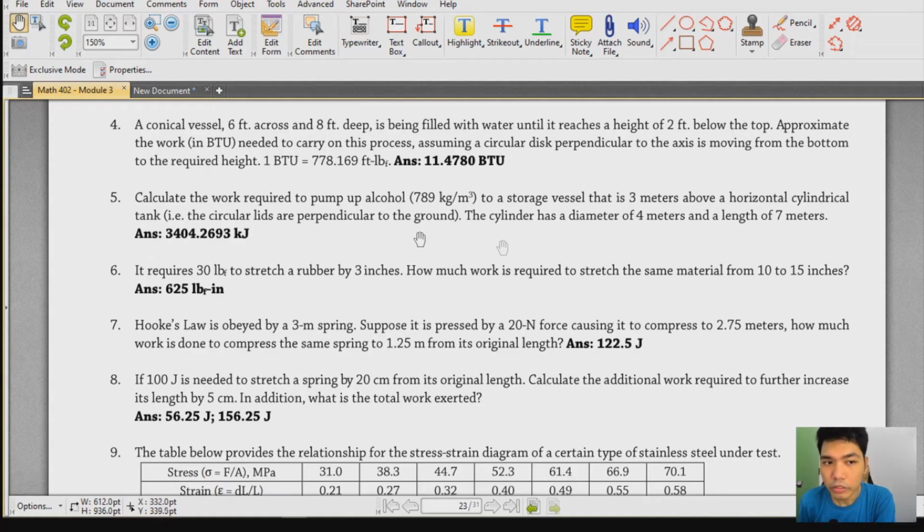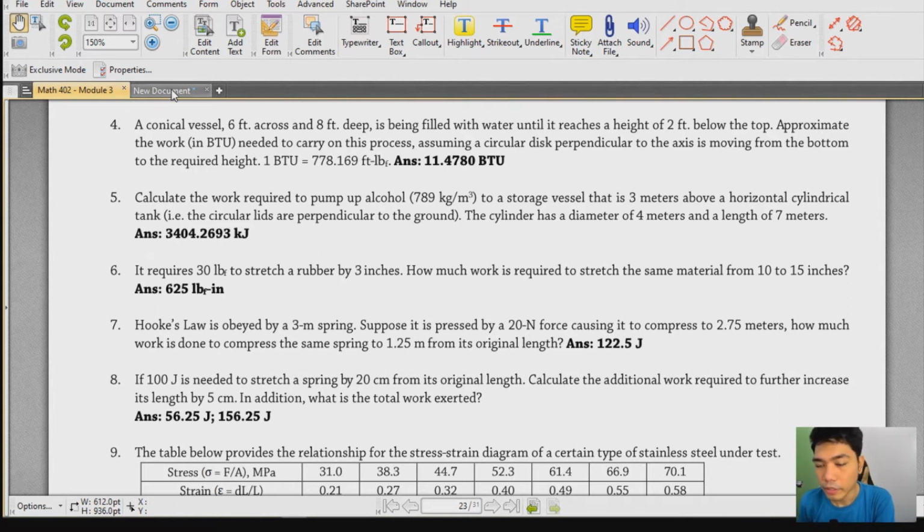Okay, so let us continue to number 5. We need to calculate the work required to pump up alcohol, that's the density is 789 kilograms per cubic meter, to a storage vessel that is 3 meters above a horizontal cylindrical tank. So basically, the alcohol is inside this horizontal cylindrical tank, which in this case, the circular lids are perpendicular to the ground. So the cylinder has a diameter of 4 meters and a length of 7 meters.